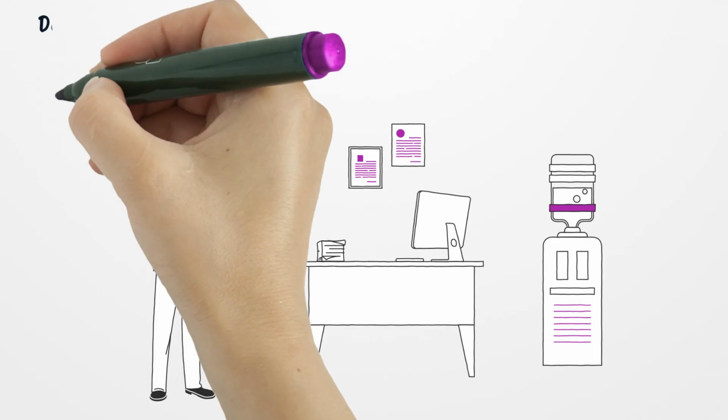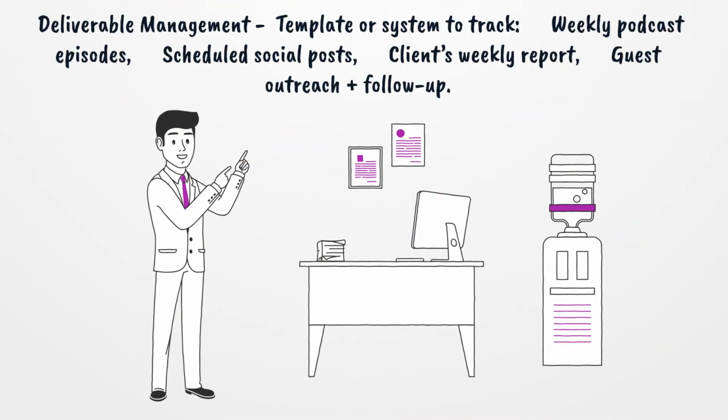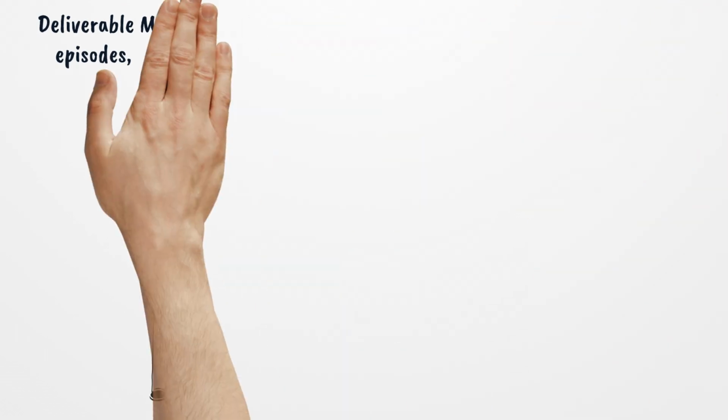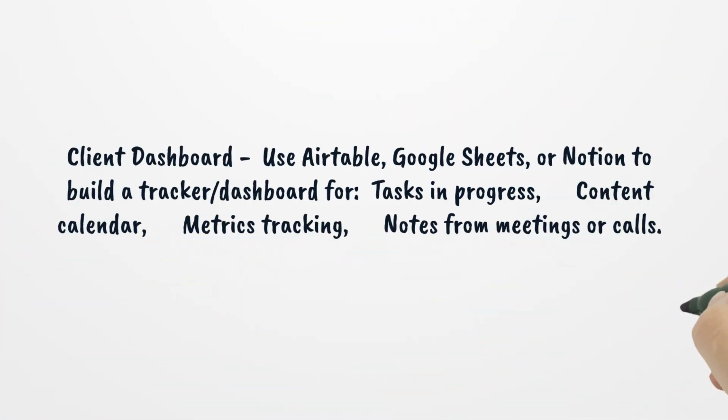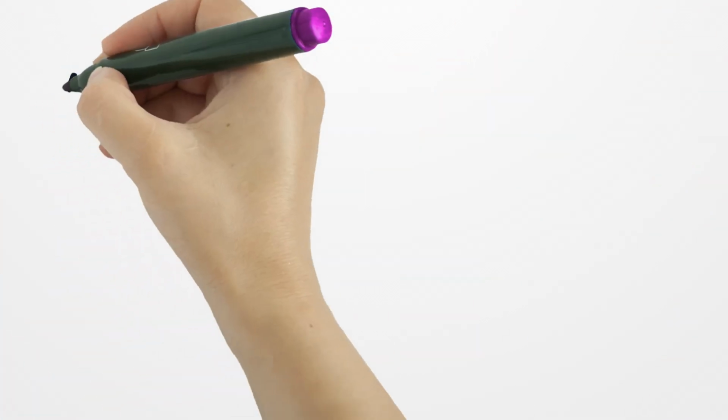4. Deliverable management. Template or system to track weekly podcast episodes, scheduled social posts, client's weekly report, guest outreach plus follow-up. 5. Client dashboard. Use Airtable, Google Sheets, or Notion to build a tracker/dashboard for tasks in progress, content calendar, metrics tracking, notes for meetings or calls.